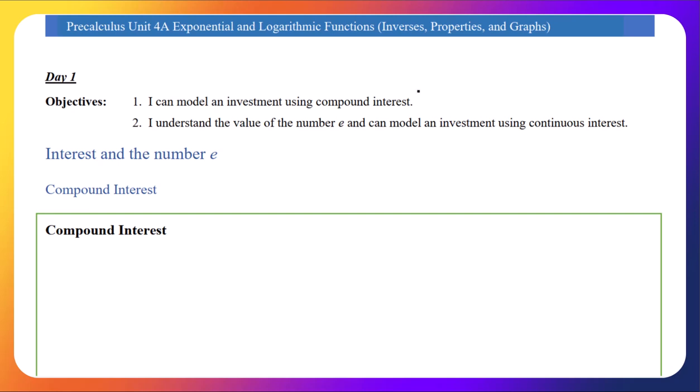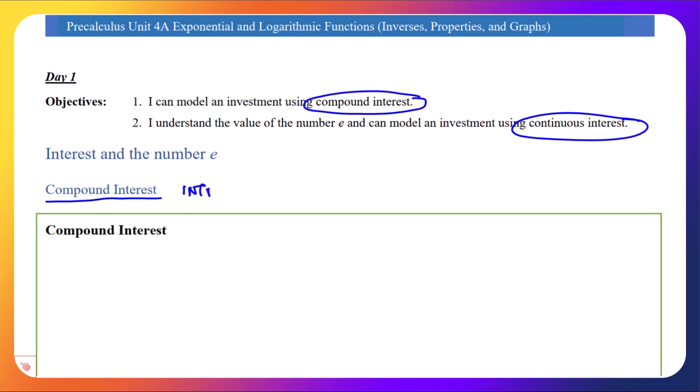The two topics for this unit are compound interest and continuous interest. And compound interest, basically, it's interest on interest instead of just interest on the principal. Interest just on the principal is what's called simple interest.